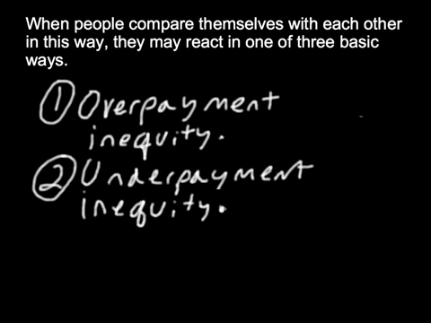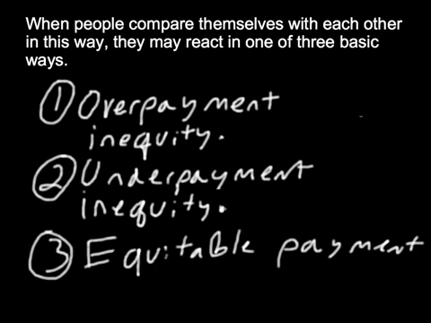Number 2, underpayment inequity. This is the condition that results in feelings of anger, in which the corresponding ratio of one's outcomes and inputs is less than the ratio of another person with whom you're comparing yourself. So this is when you think you're getting less out of the job than someone else who brings the same or less to the table in terms of their job. Number 3 is the equitable payment reaction. And this is when a person's outcome or input ratio is equivalent to that of another person with whom he or she is comparing himself.